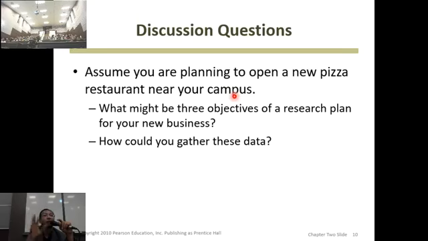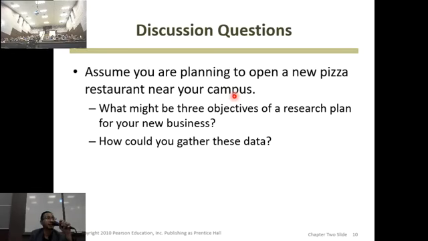And so that's an example. Now, let's say we want to open a pizza restaurant or maybe a pizza takeaway. What may be the three objectives of a research plan for your new business? And how could you gather this data? Right, so what would you think? What would be the three objectives? Just simple three objectives.